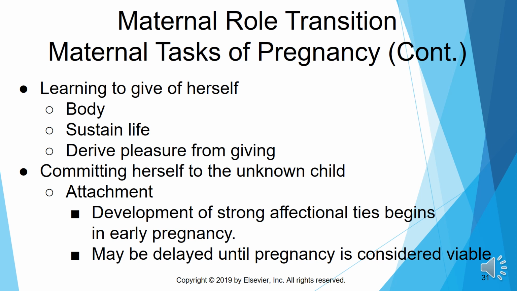Committing yourself to the unknown child, that's a typo, that should be yourself to the unknown child, is like the ultimate, which is attachment. So sometimes these ties often start with pregnancy, and this can even be difficult. Achieving this last part can be hard, even till after the baby is born. It can be delayed even until the pregnancy is considered viable and then beyond.